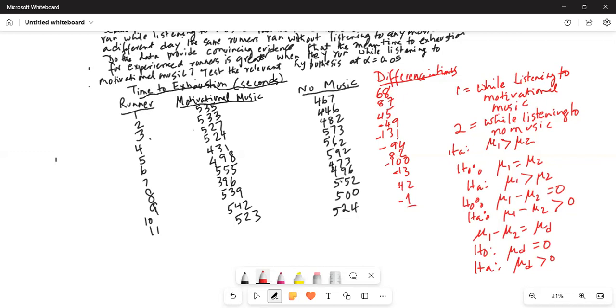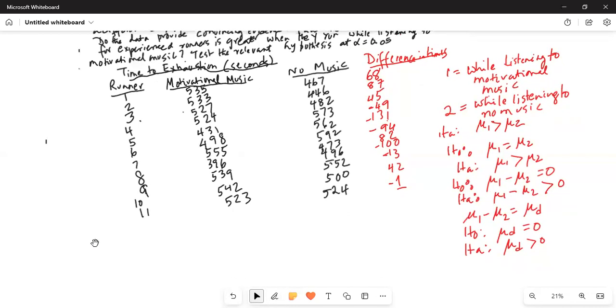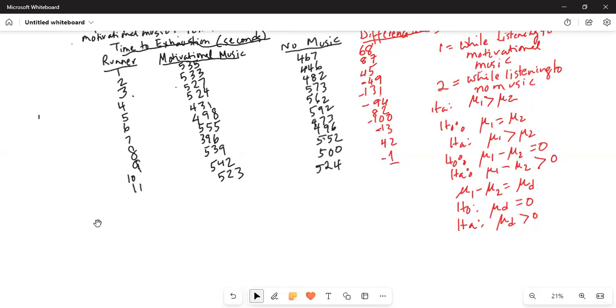As I told before, this is a two sample dependent sample. Why? Because it's the same runner, only the conditions are different on two days. One day they listen to motivational music, the other day they did not listen to any music. The runners did not change. So this is a dependent sample t-test. Basically we will do a t-test on the difference. But before we can do the t-test, we have to note that the sample size is only 11. N is only equal to 11.